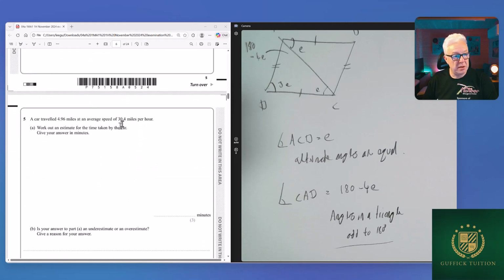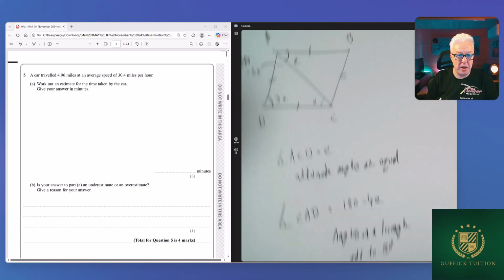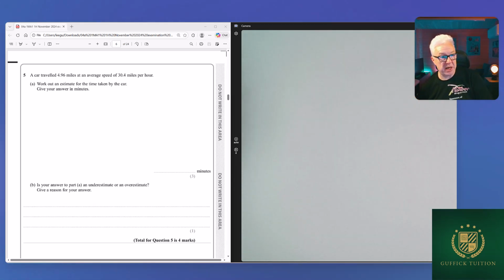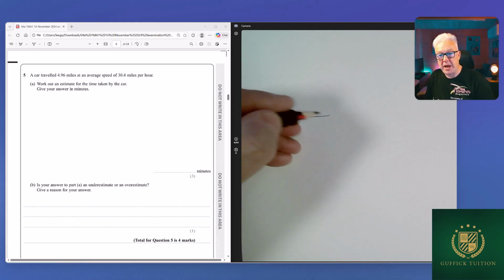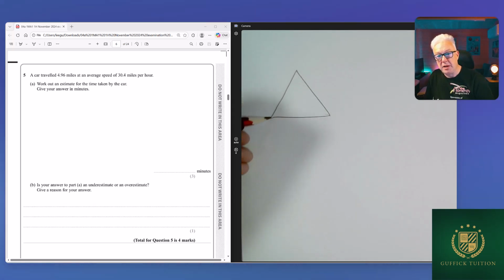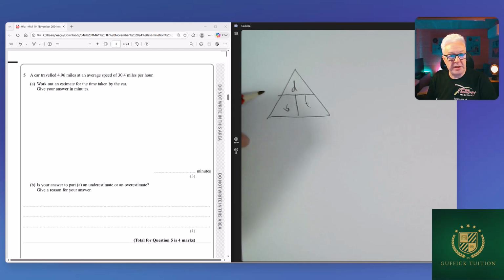One more, let's have a look at this one more in this particular little batch of videos, basket of questions rather. A car travelled 4.96 miles at an average speed of 30.4 miles per hour. Work out an estimate for the time taken by the car. So this is one of those little things that we have in science as well. So we have speed, we have distance, and we have time. Work out an estimate for the time.